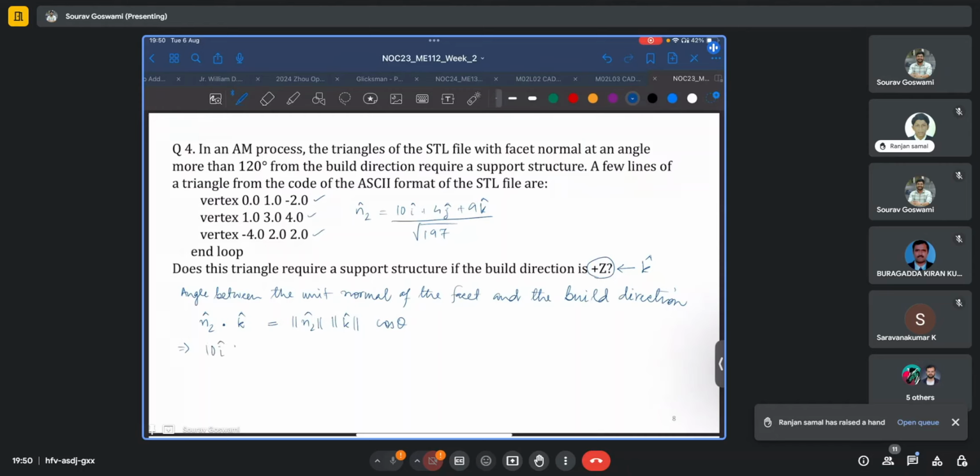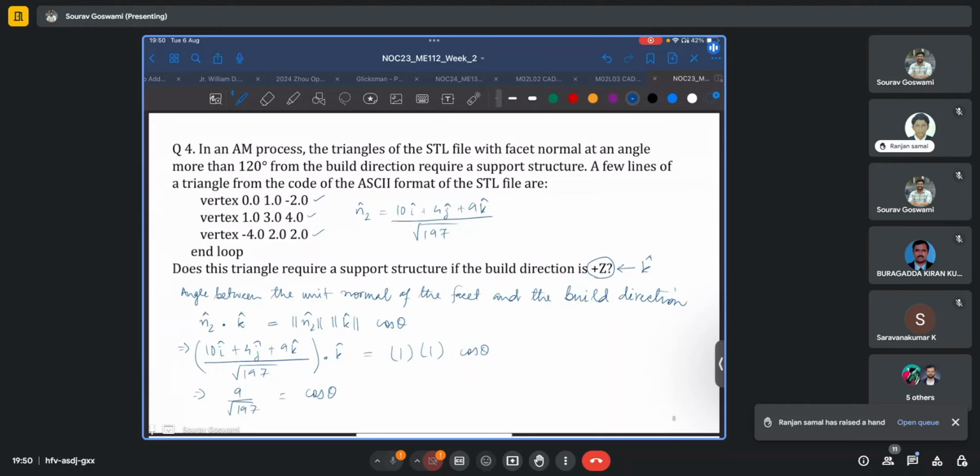So here we have 10i hat plus 4j hat plus 9k hat by under root 197 dot k equals, given that n2 hat is a unit vector, its magnitude is 1, same for k hat, and only cos theta remains. Now i dot k is 0, j dot k is 0, k dot k is 1, so we have 9 by under root 197 equal to cos theta.